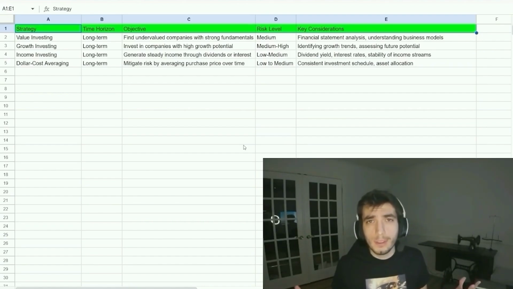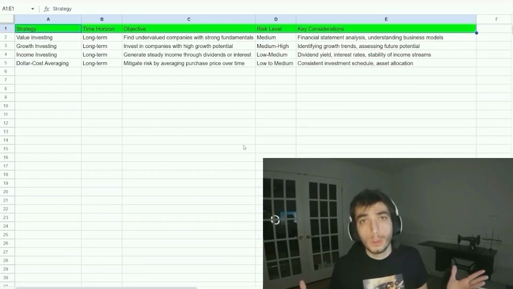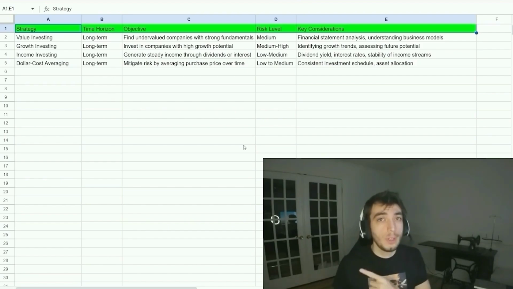You could have things like FTX collapse and Luna collapse in this market. Nobody knows what the future holds. The best you can do is play with probabilities, have a consistent system, and follow through your strategy. Over here, I want to show you guys what types of investing you can do.